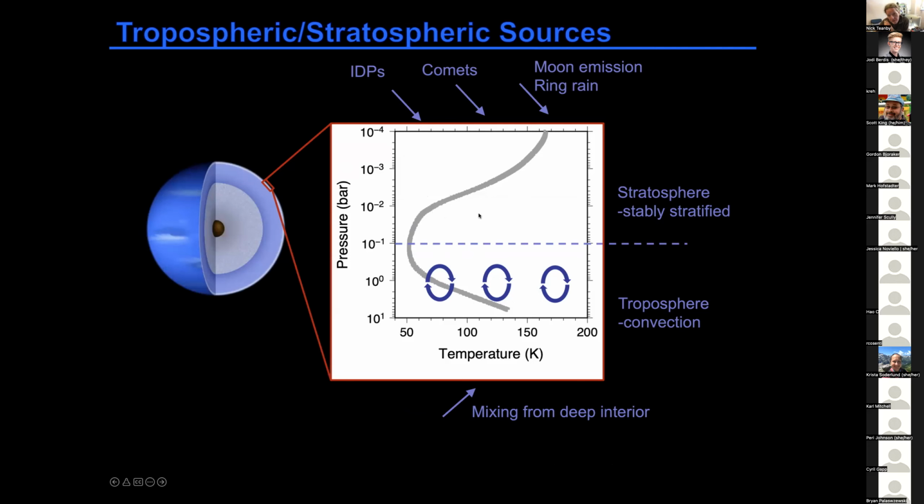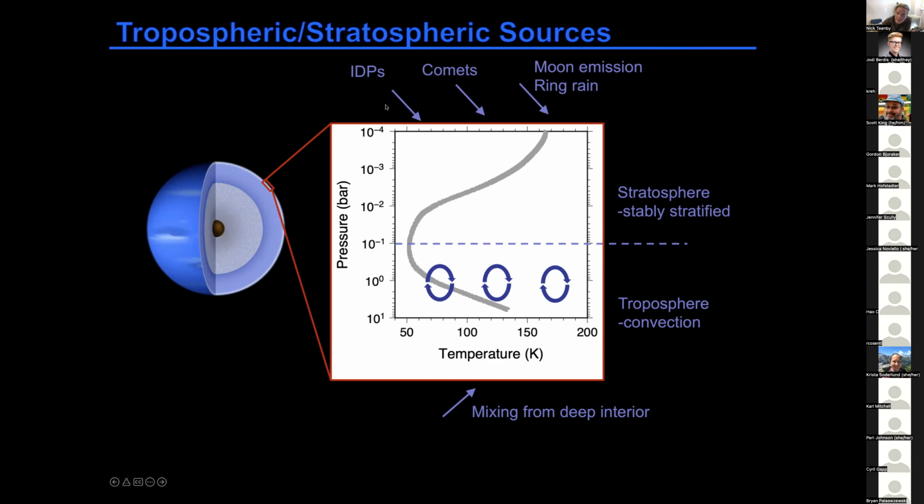And I've split this into two basic regions. One is the troposphere, which is the convecting region of the atmosphere. So that's like the Earth's troposphere, where all the weather happens and the circulation and so on. And above that, we've got a stratosphere that's stably stratified. So we've got hot stuff on top of cold stuff, and that tends to be quite stable. Whereas in the troposphere, this kind of profile can be unstable and you can get rapid mixing.